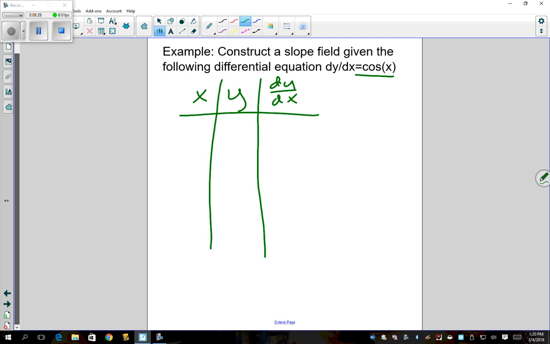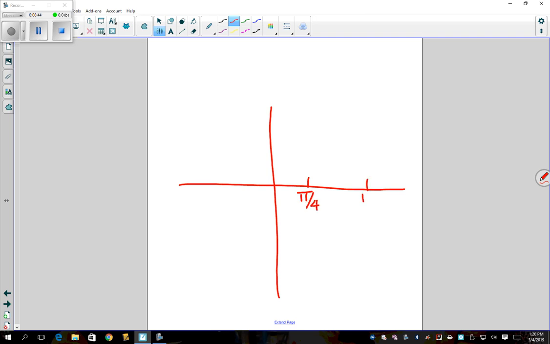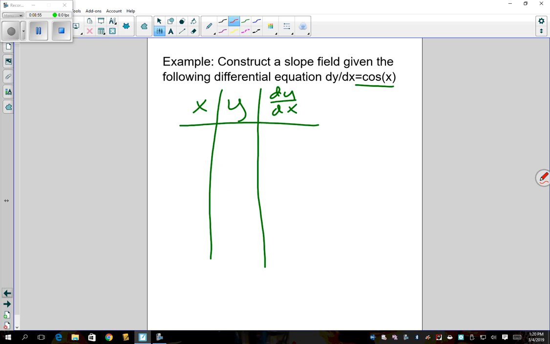It's just a good idea to get into that habit. And then I'm going to have right beside it a basic coordinate plane. Since we're in terms of cosine, I'm going to mark pi over 4, pi over 2, negative pi over 4, negative pi over 2. So I'm going to go back, and what I'm first going to do is plug in x equals 0, pi over 4, pi over 2, negative pi over 4, negative pi over 2.